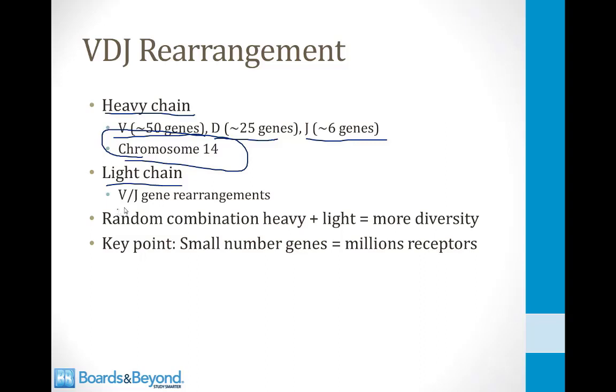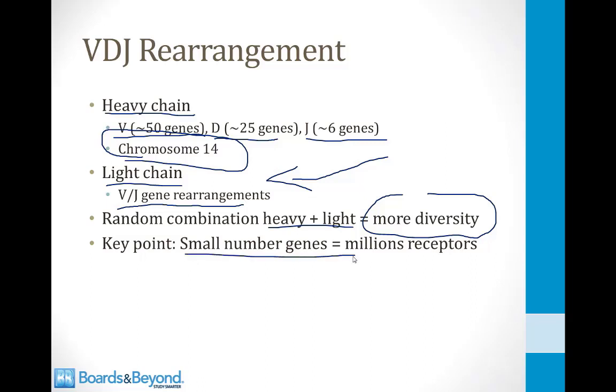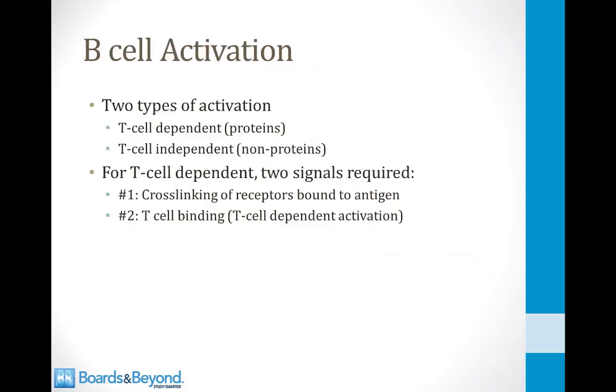It has V and J choices that it chooses from, and then random combinations of heavy and light chains add more diversity beyond just the process of which ones of these genes the B cell has chosen. The key point here is that you start with a very small number of genes, but you end up with millions of diverse receptors, and this is the way our body creates millions of unique B cell receptors from a small number of genes. There are two types of activation for B cells.